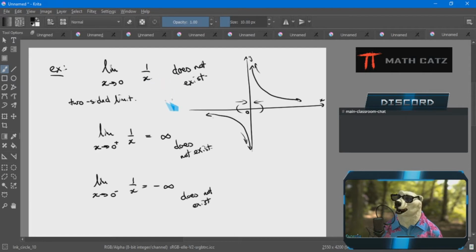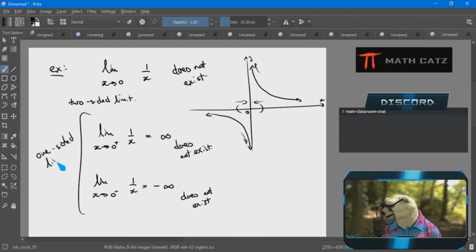We just didn't know what to do at that stage. We understood it didn't exist. We wanted to say more. We didn't know what to do. But when we have the one-sided limits, we can now be more specific. We just couldn't do it at that stage. So we need to go back.